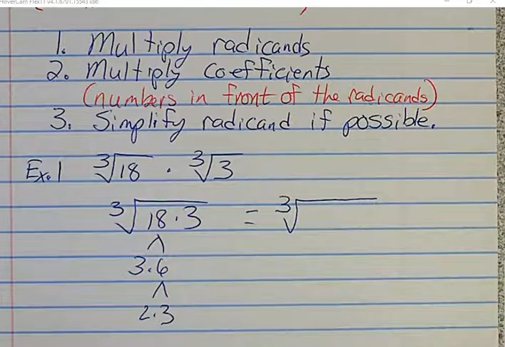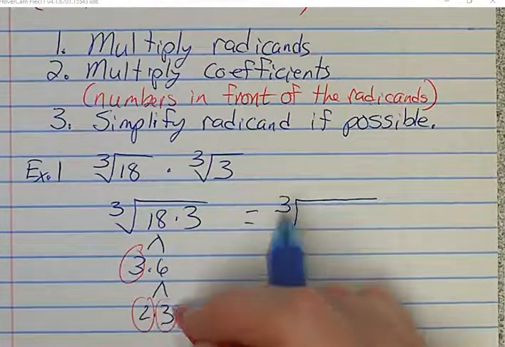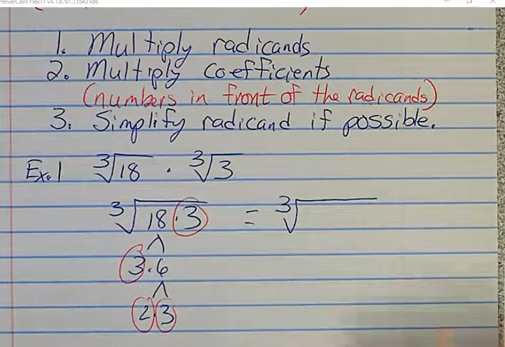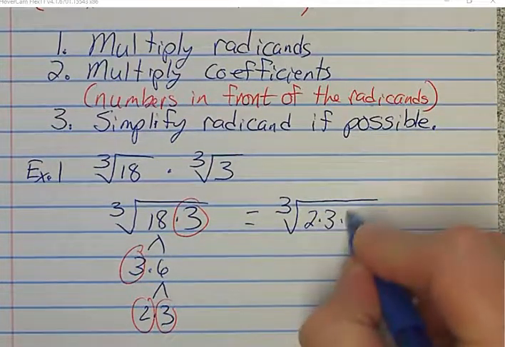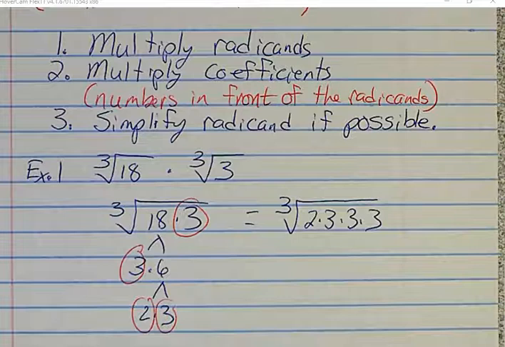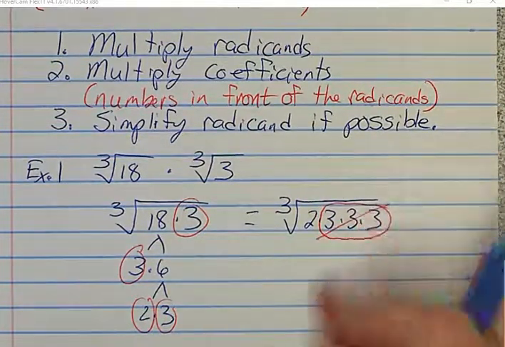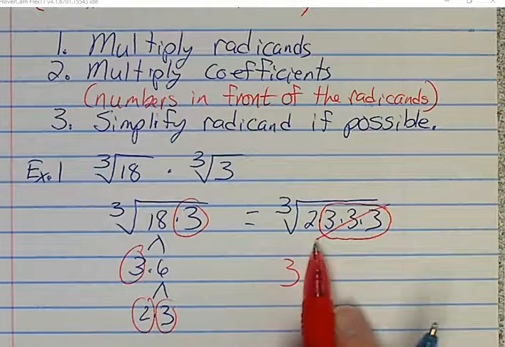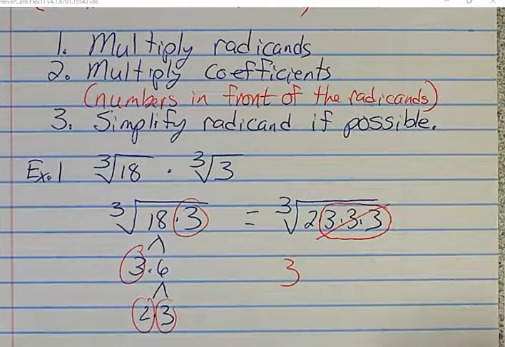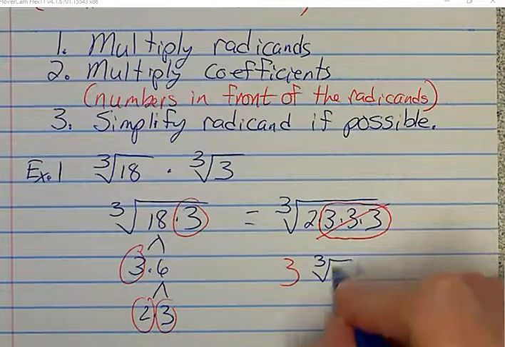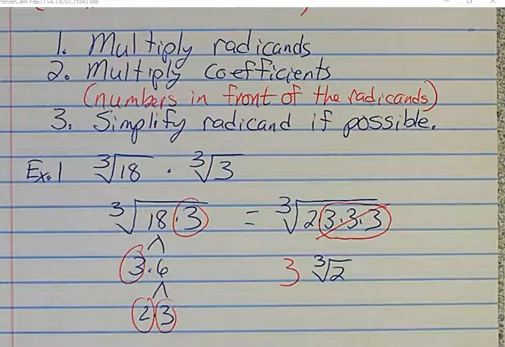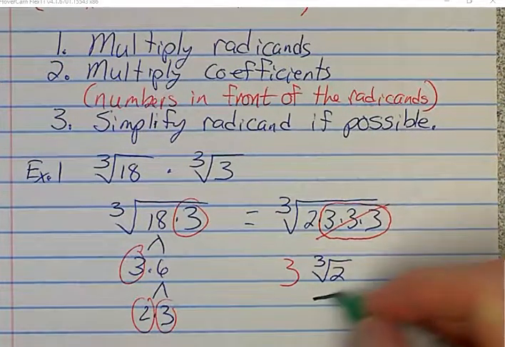So if we go back and get all the prime numbers, we've got a 3, 2, 3, and a 3. And because we're doing the third root on all these, looking for everything in groups of 3's, well, there's 3 3's. So that 3 gets out. There's only 1 2, so it's going to stay on the inside. And then that would be the answer that we're looking for on this one.